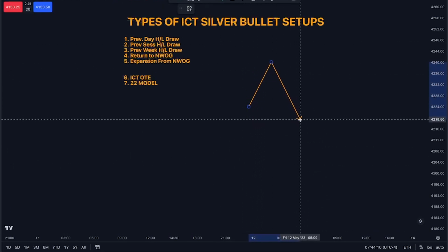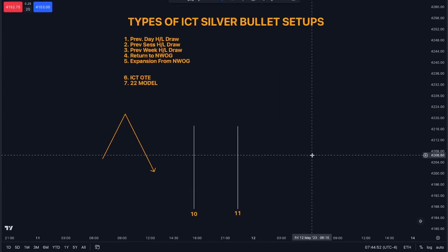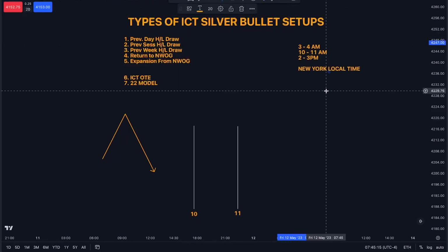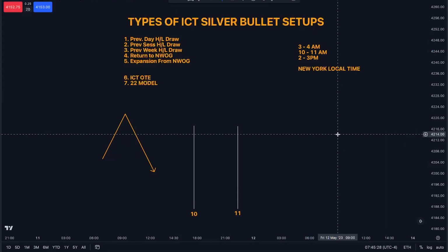I'm gonna just show you in a very simple example how the silver bullet works. But before I show you how it works, let me tell you the times in which you should trade the silver bullet. So these are the times: 3 to 4 a.m., 10 to 11 a.m., and 2 to 3 p.m. New York local time, always. Always New York local time. It's not hard to set it up. Just click here, New York local. Easy as that, okay? This works on Forex and also indices.